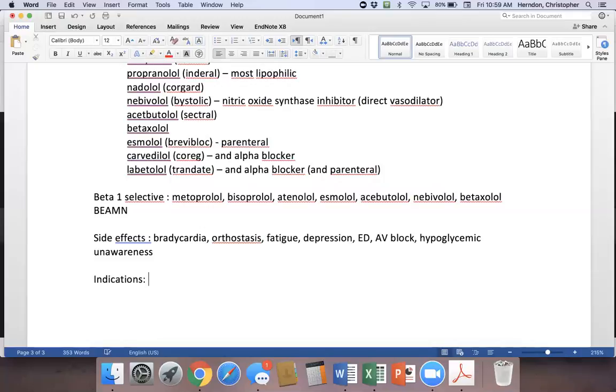Indications for beta blockers. Thyroid storm. Heart failure, good. Okay, that it? Hypertension. Resistant hypertension. That it? Thank you. Angina. All right.